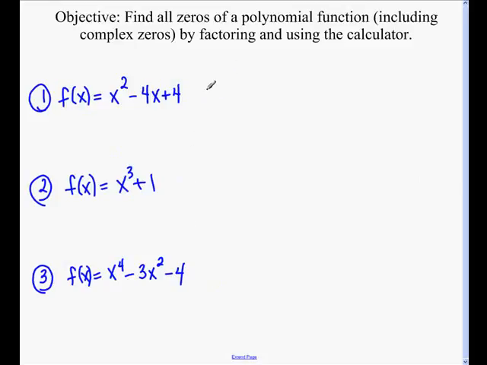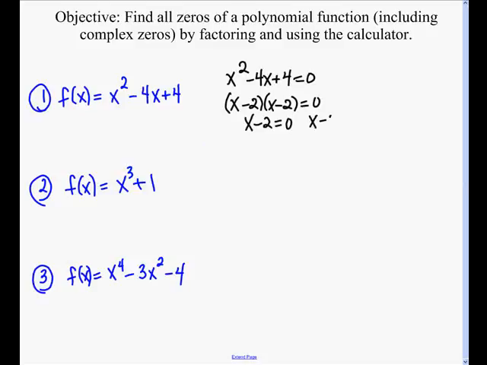So let's actually go through this process of finding the zeros of the polynomial function by factoring or using the calculator. So this first one, if we wanted to find the zeros of x squared minus 4x plus 4, we can set that equal to 0. This quadratic does factor as x minus 2 times x minus 2. So therefore it has one 0 that repeats itself twice. Right, x equals 2 is a 0. So it has a 0 of 2 with a multiplicity of 2.